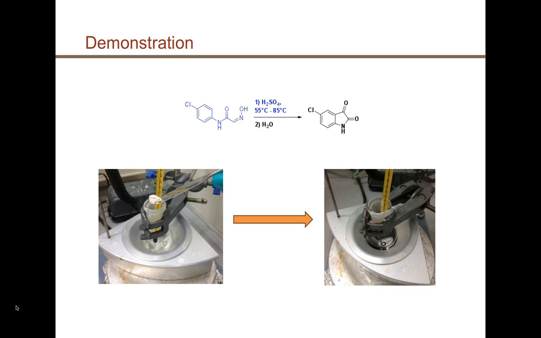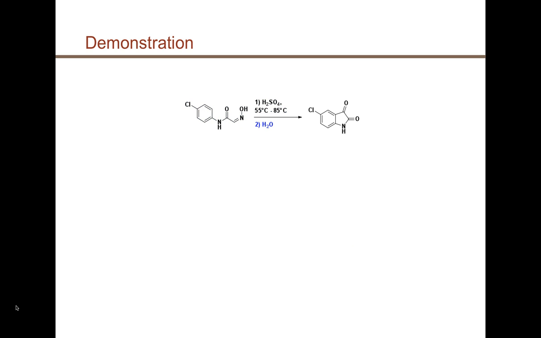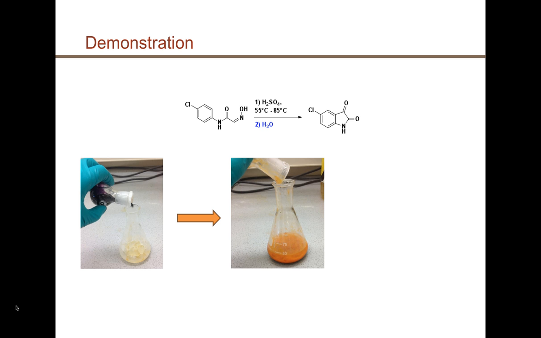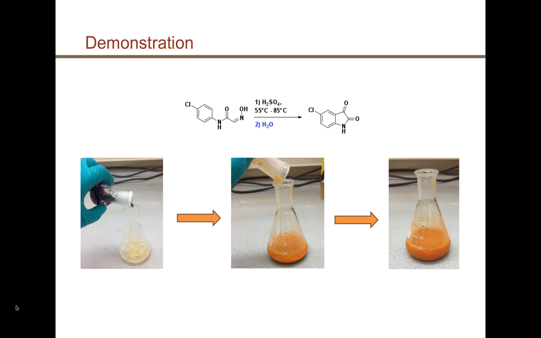When the addition is complete, the mixture was heated to 85 degrees Celsius for 15 minutes, then cooled slightly to 65 degrees Celsius. Then, the reaction mixture was poured into crushed ice and residual mixture was washed into the crushed ice with water. The desired isatin was observed almost immediately as an orange precipitate. The aqueous suspension was swirled until the sulfuric acid mixture was completely dissolved, and was allowed to stand at room temperature for 2 hours.